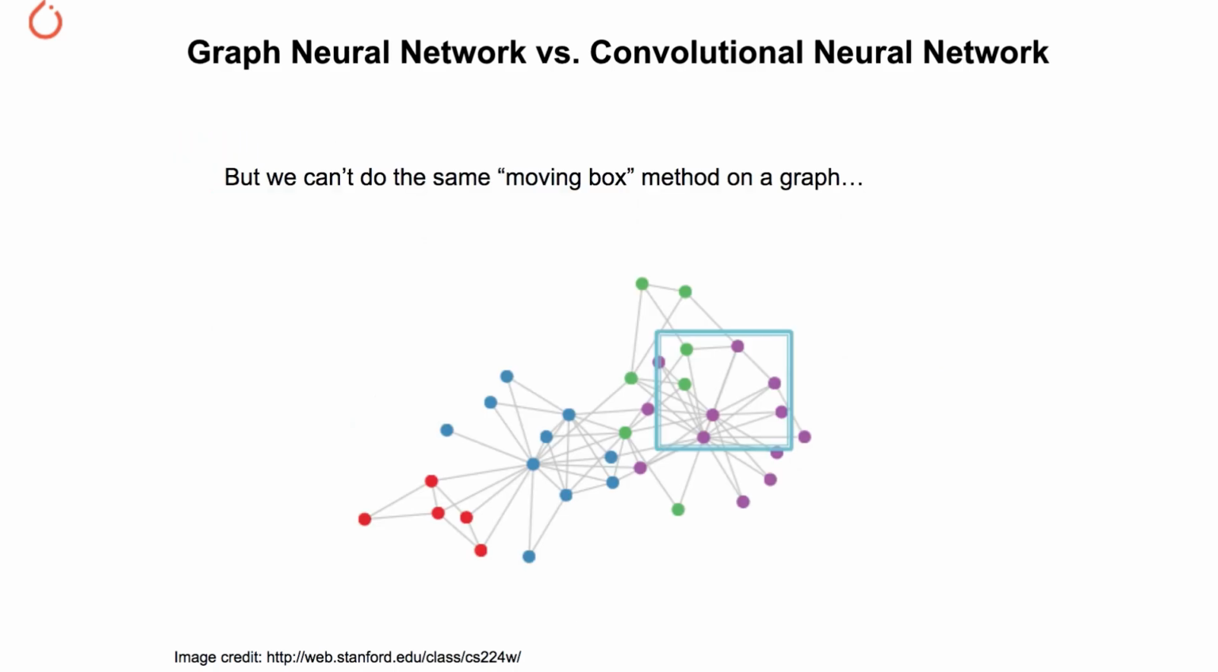So now let's look at graph. How do we do that? We can't have a box moving if a graph doesn't look as nicely organized as a square grid, right? So where does this conclusion of similarity come from, and how do we understand it?